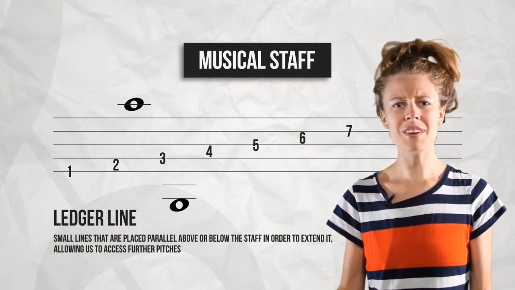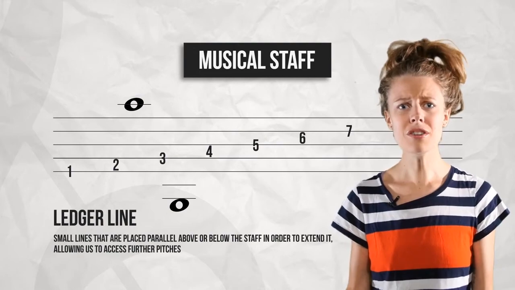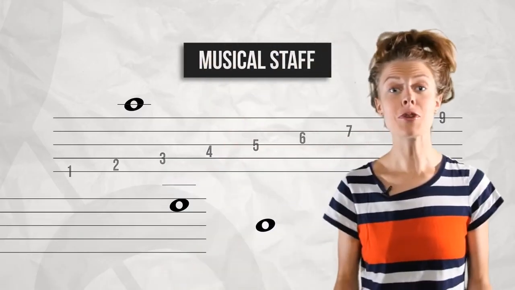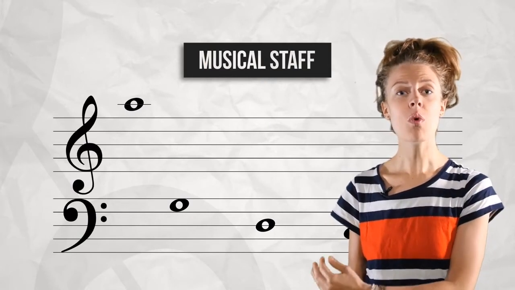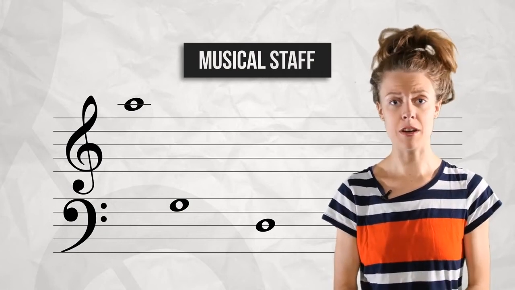But we can't have ledger lines for all these loose leaf notes everywhere. What do? You're gonna need a bigger boat. Not a boat, but a clef. So a clef sits at the beginning of a staff, and it indicates what group of notes that staff houses. There's 2 main clefs that we deal with.